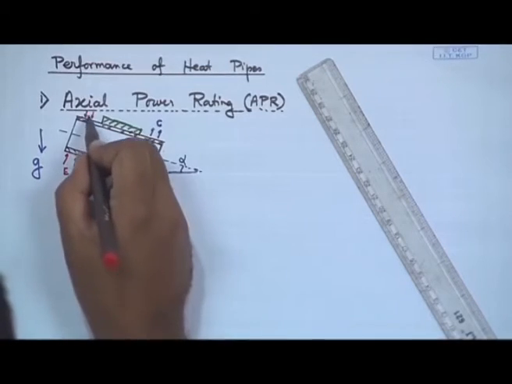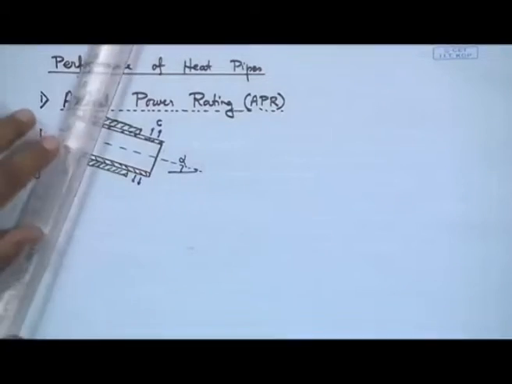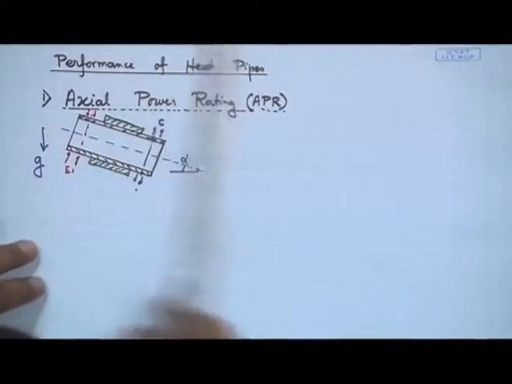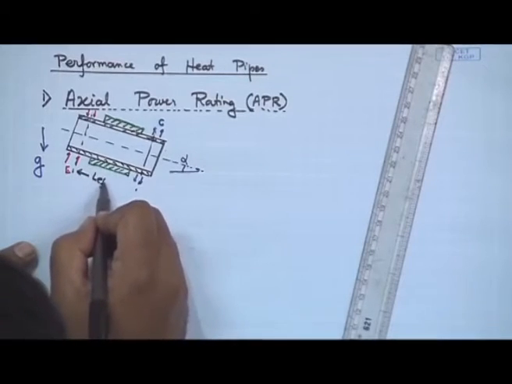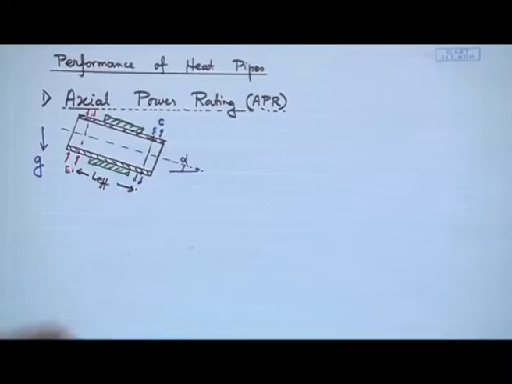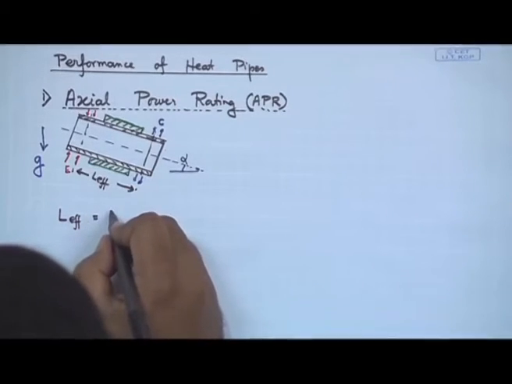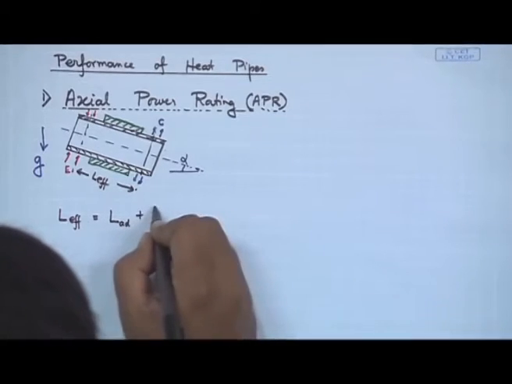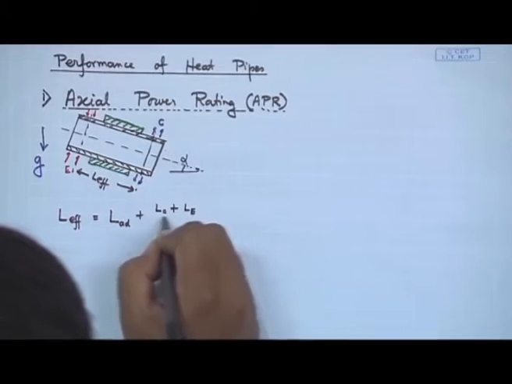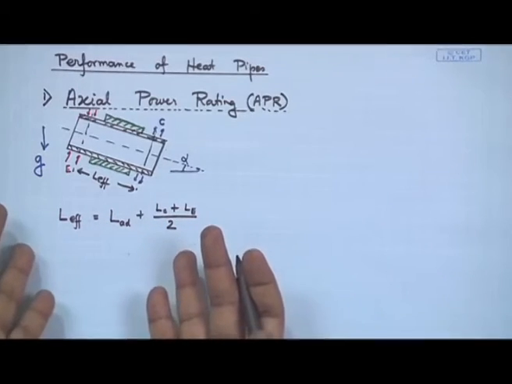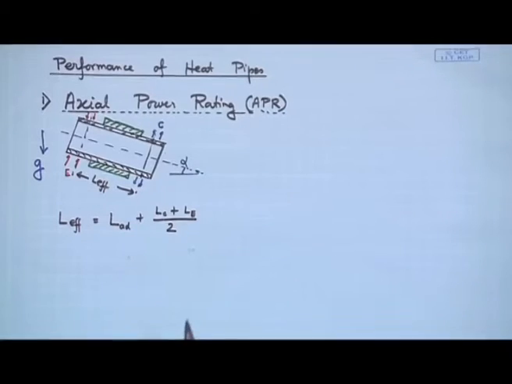All right. Let us also define one more parameter, which is called the effective length of the heat pipe. The effective length L_eff very commonly is taken as L_adiabatic plus (L_condenser plus L_evaporator) divided by 2. This is an acceptable definition of an effective length of a heat pipe, but it is not necessary that you strictly follow this.